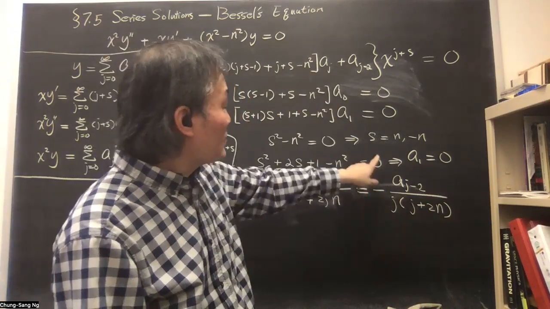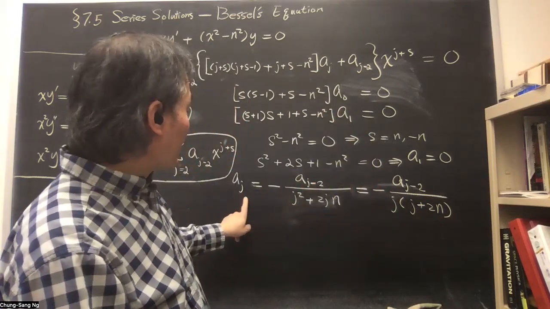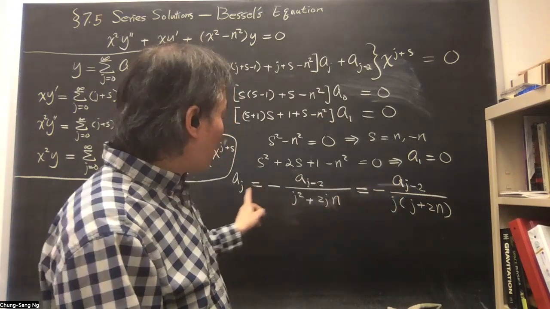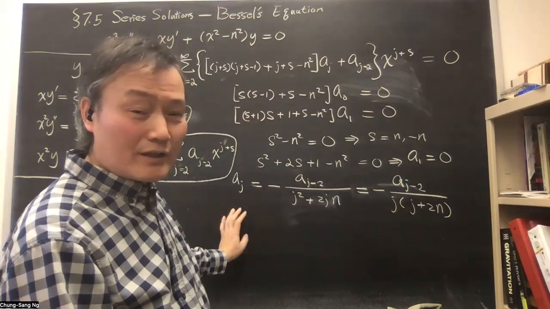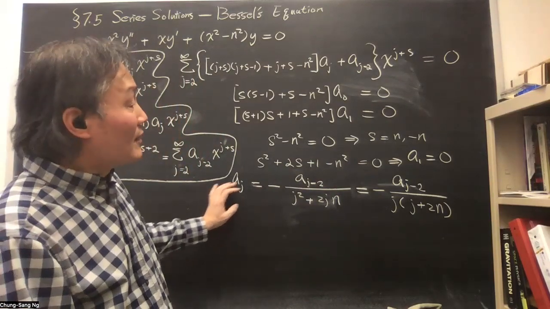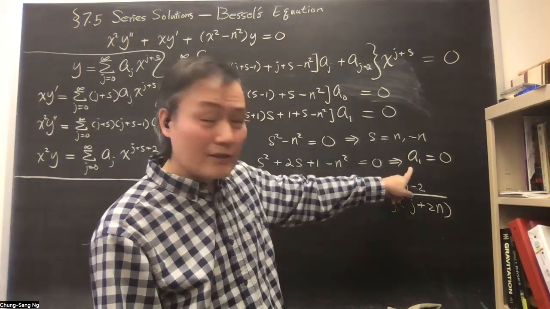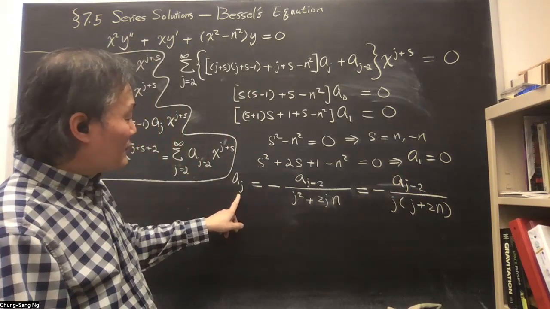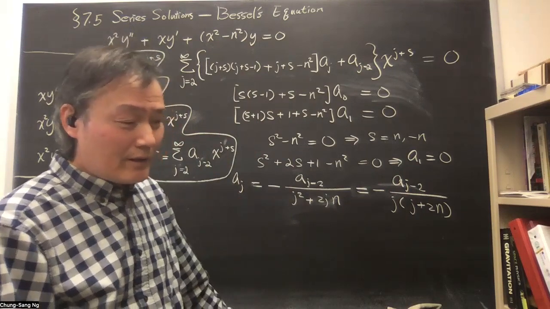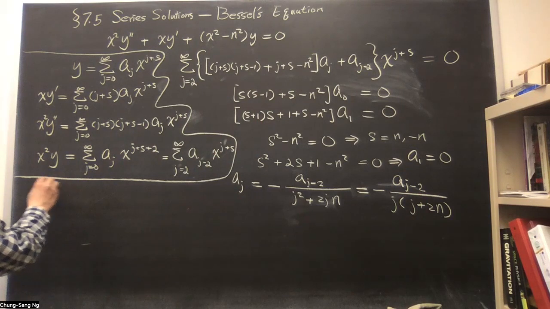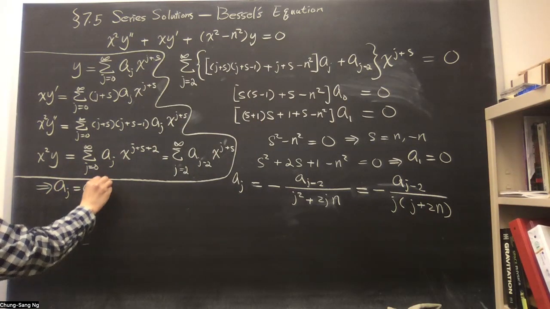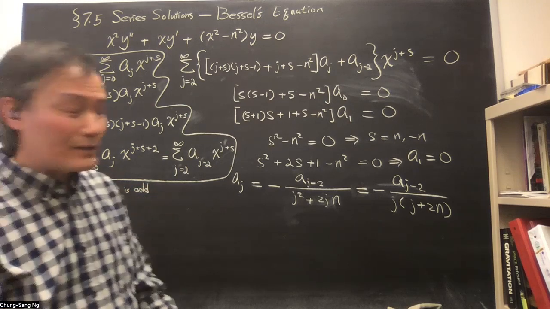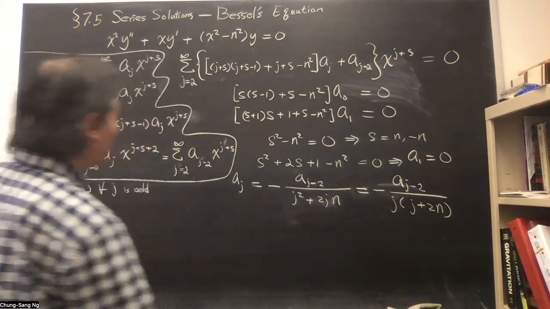Because you have a sub zero, the next one you can get is from j equals 2. So you get a sub 2 from a sub zero, and now a sub 2 will give you a sub 4 and so on. So you have all the even terms. For all the odd terms, you're also using that, but a sub 1 is zero. So if j is 3, then this is a sub 1, which is 0, and a sub 3 is 0. So all the a sub j with j odd become 0. So you only have the even j terms.